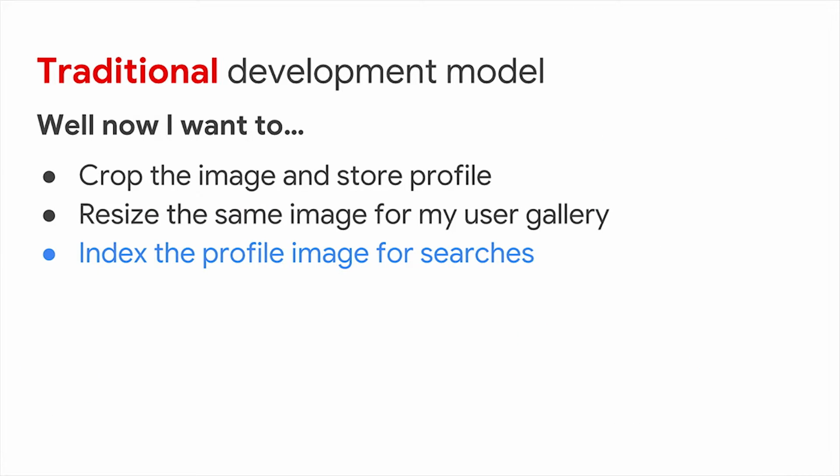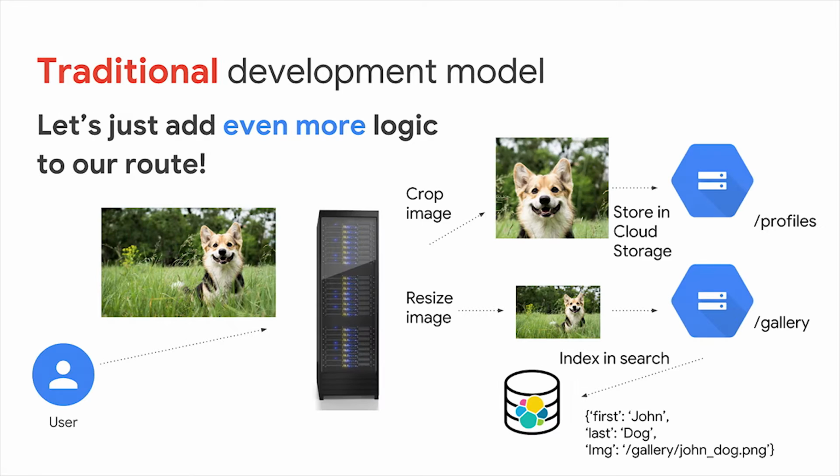But now, let's say I want to index those profile images for searches, right? Let's say some metadata comes in. It's the user's name. You should be able to search via name for some profile that's on the system. So what do I do?